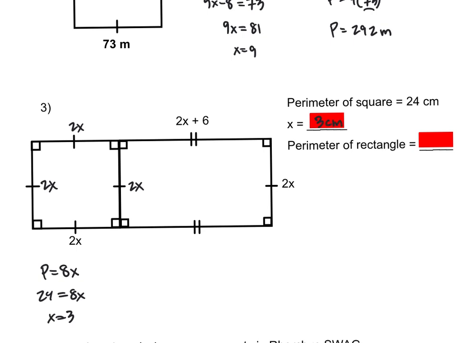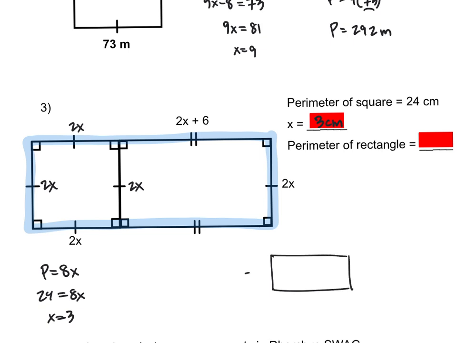Now in the last part of this question, it asks for the perimeter of the rectangle. Now I'm going to make the assumption that it's asking for the perimeter of the large rectangle. All right, so let's diagnose what's going on here. Pick this apart a little bit. Okay, so if I looked at this rectangle in a more general sense, I would have 2x and 2x, and I would have a 2x plus 6, and again a 2x plus 6.